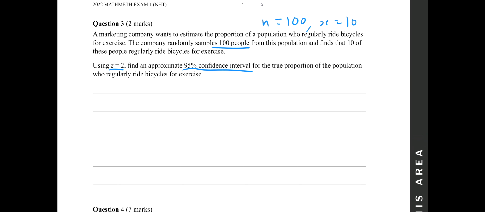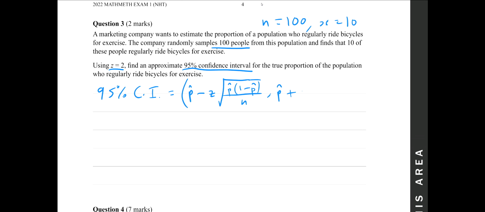Okay, so we can look at the formula sheet and copy and paste the formula for a confidence interval. So in this case, the 95% confidence interval for us is going to equal the p hat value minus z times the square root of the p hat value multiplied by 1 minus p hat, all over n, comma, and then the same thing just with a plus in the middle. So p hat plus, this time, z square root p hat (1 minus p hat) all over n.